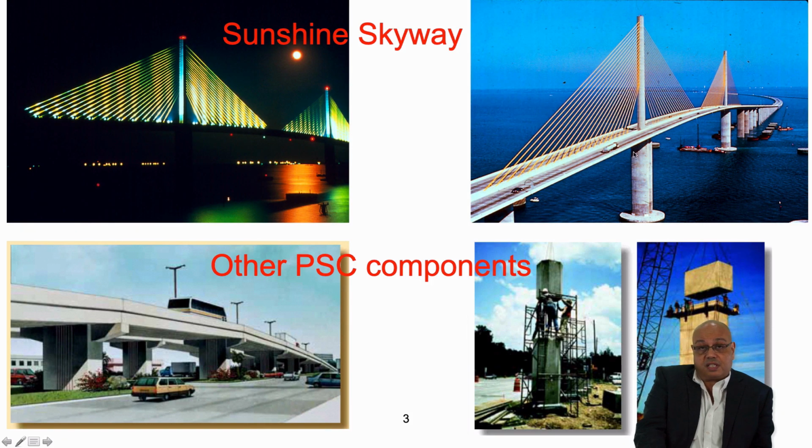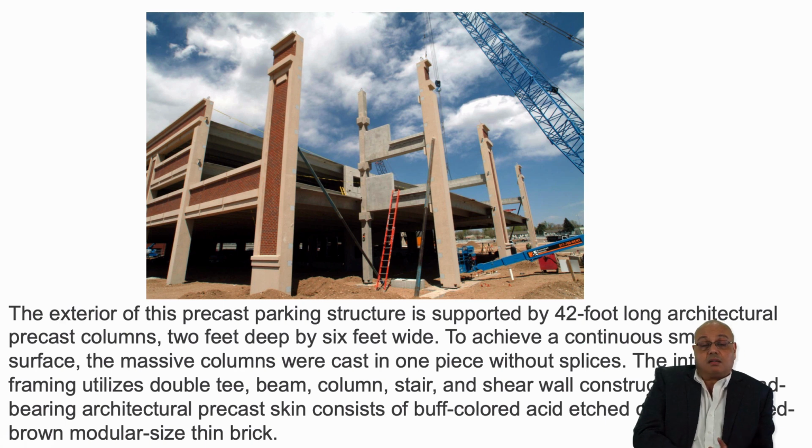So here, for instance, are some prestressed concrete elements in the Skyway Bridge, and others which are prestressed concrete components, as you can see here in this bridge at the left-hand side bottom corner, and at the right bottom corner, you can see segments of prestressed concrete components for accelerated bridge construction. And in that precast parking garage, you can see the exterior facade, or the exterior part of it. I wouldn't say it's a facade, it's more of a column.